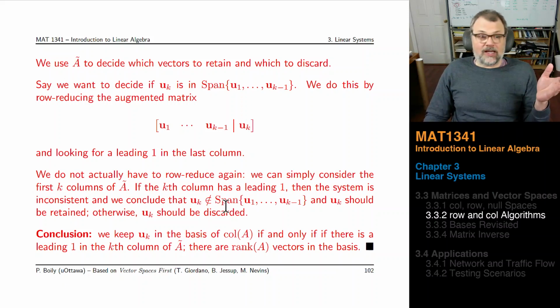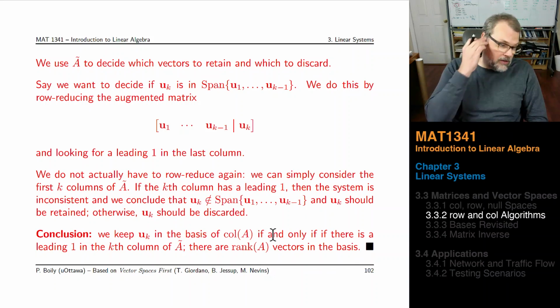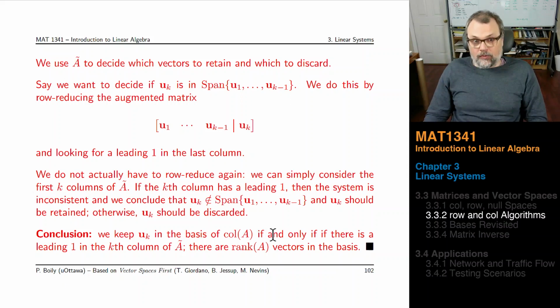So the conclusion to that is you keep UK in the basis of the column space of A if and only if there is a leading one in the kth column of A tilde, the reduced row echelon form. And there are rank A such vectors in the basis because each of these corresponds to a column of A, and this is important here, a column of A that had a leading one in the reduced row echelon form.